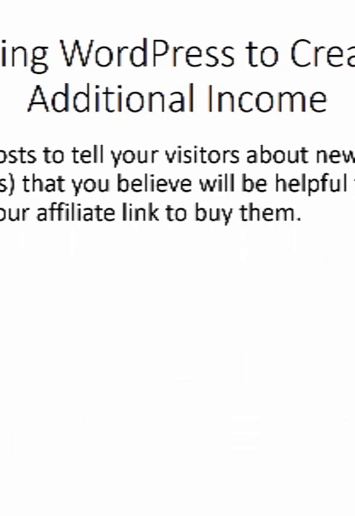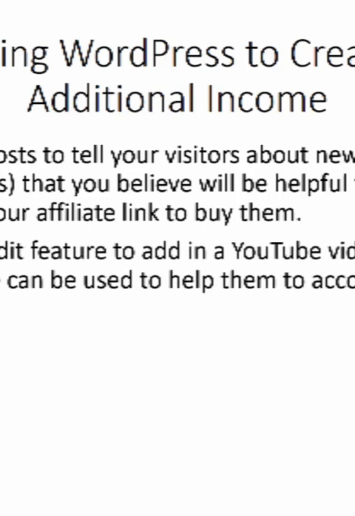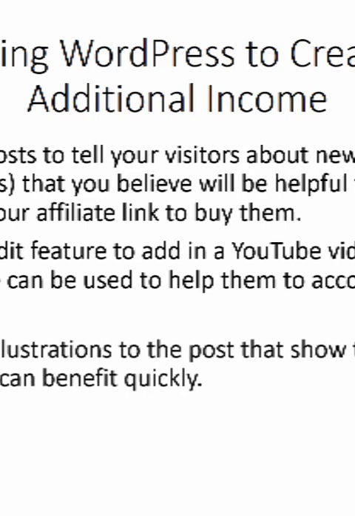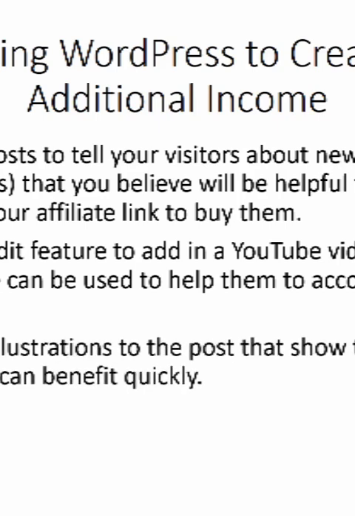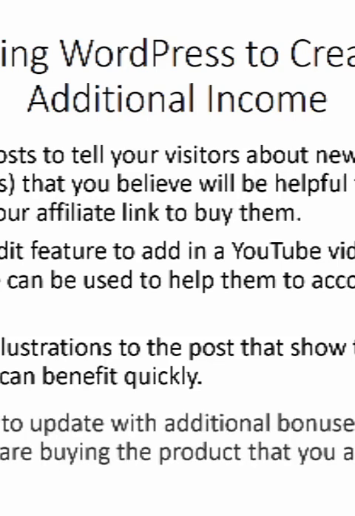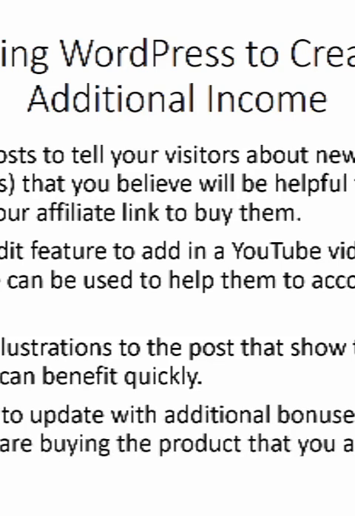Use WordPress posts to tell your visitors about new tools and training created by others that you believe will be helpful to them by providing them your affiliate link to buy them. Use the easy to edit feature to add a YouTube video with a demo of how the software can be used to help them accomplish certain goals. Add photos and illustrations to the post that show the site visitors exactly how they can benefit quickly. Use the text field to update with additional bonuses until you find that your visitors are buying the product that you are promoting.